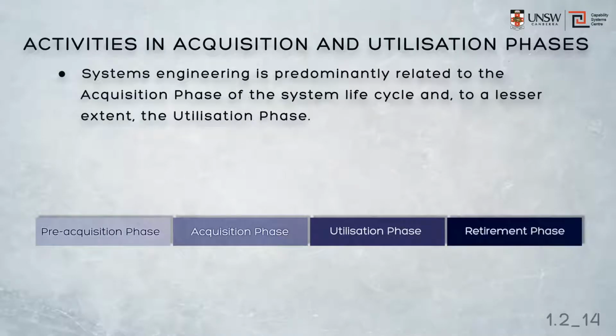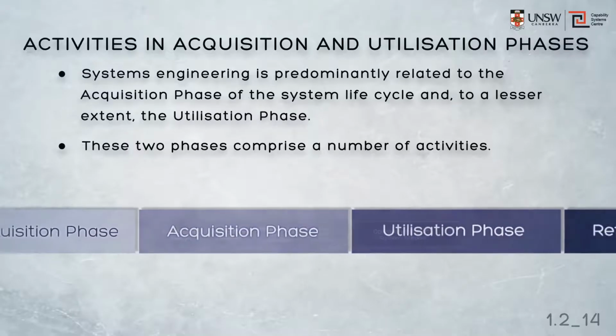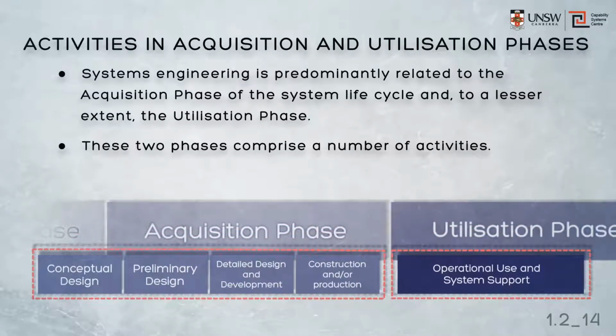We're going to talk about in this course is predominantly related to the acquisition phase of the system lifecycle and, to a lesser extent, the utilisation phase. For these two major phases, we'll use the lifecycle activities that are most commonly used, particularly in defence and aerospace sectors. Now, the names of these activities began with the military standards and with early work by Blanchard and Fabrici, and most of the modern systems engineering and project management standards make use of these terms.